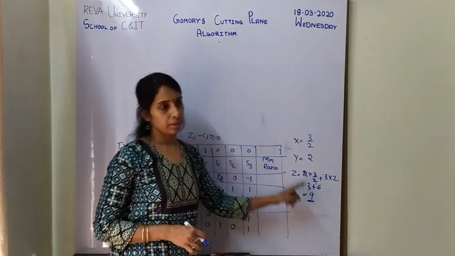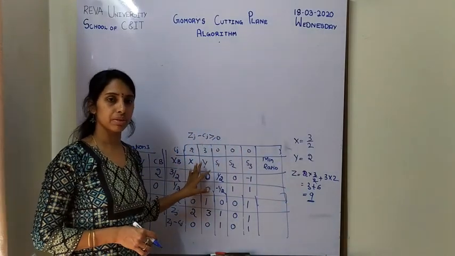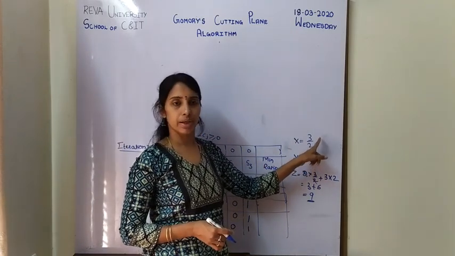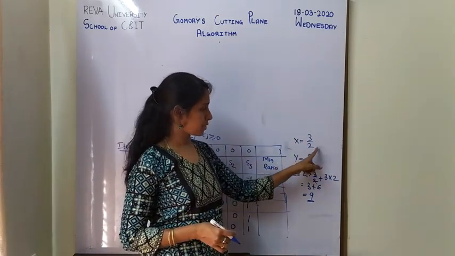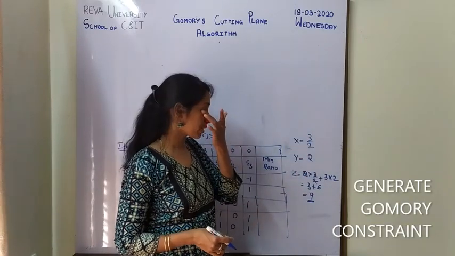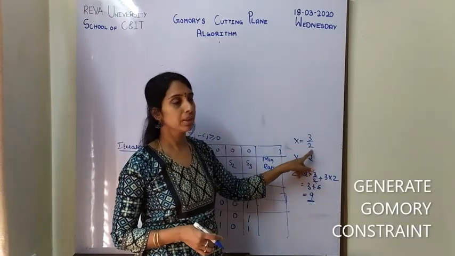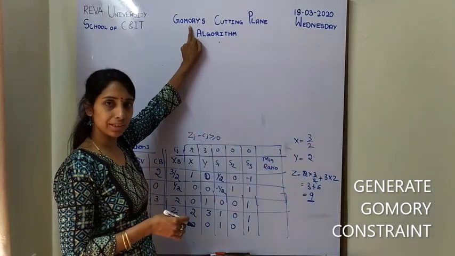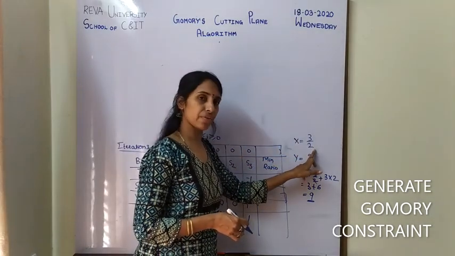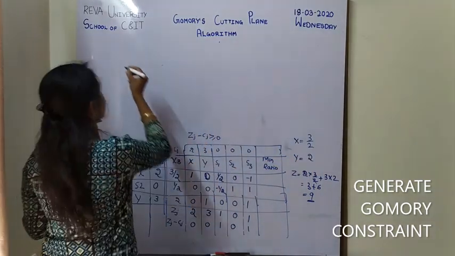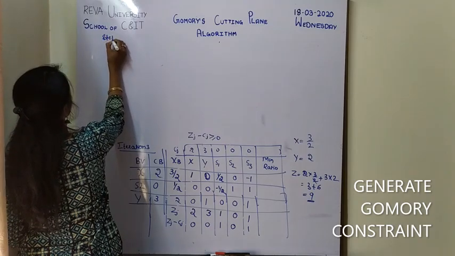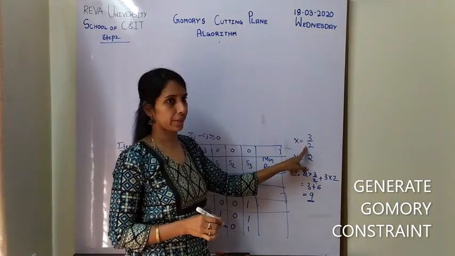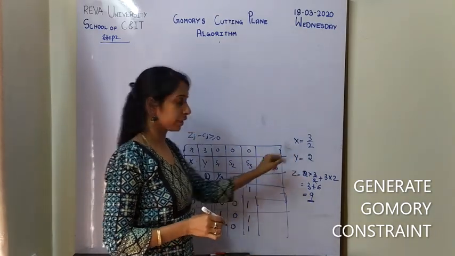But in our problem, if you observe, these values should be integers greater than or equal to 0. Since it is not an integer here, we have to solve this using Gomory's cutting plane algorithm. So the second phase, step 2, will be generating Gomory's constraint to convert this fraction into an integer. So step 2 is generating the Gomory's constraint. So consider these values again here.